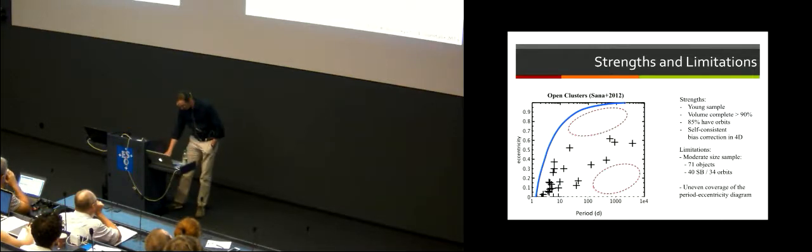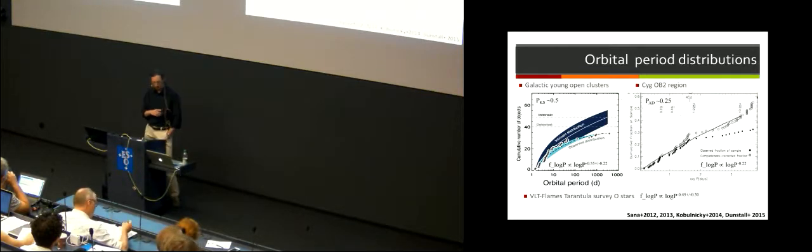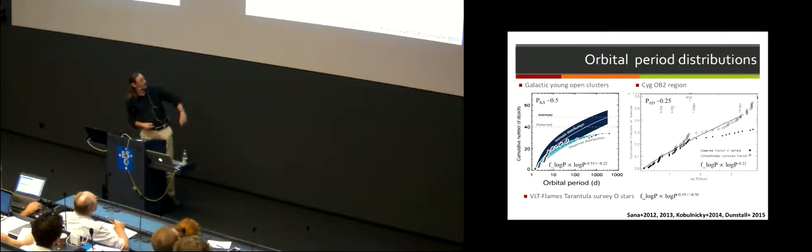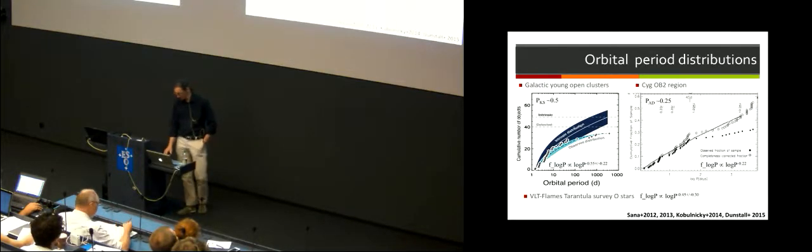All right, so this is a comparison of a few works that followed up. There is the work by Kobulnicky in the Cygnus OB2 region on the left side. They can fit their observations really well with a power law that is reasonably close, within 1.5 sigma on the power law exponent. And then we did the same in the Tarantula survey, and we get again a similar best-fit period distribution.